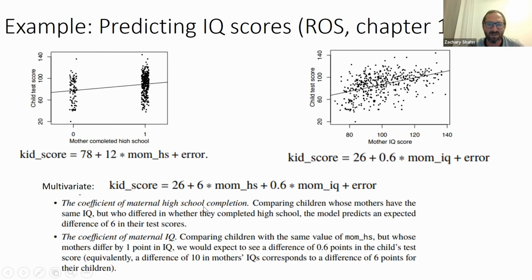It's a comparison between units, in this case children, who have the same other covariates, but who differ on the covariate of interest, right? It's how much you expect them to differ by on average. So similarly, the coefficient of maternal IQ has the interpretation that if you compare children whose mothers had the same value of mom HS, the same maternal high school completion variable, but whose mothers differ by 1 point in IQ, then you'd expect to see a difference of 0.6 points in the child's test score.